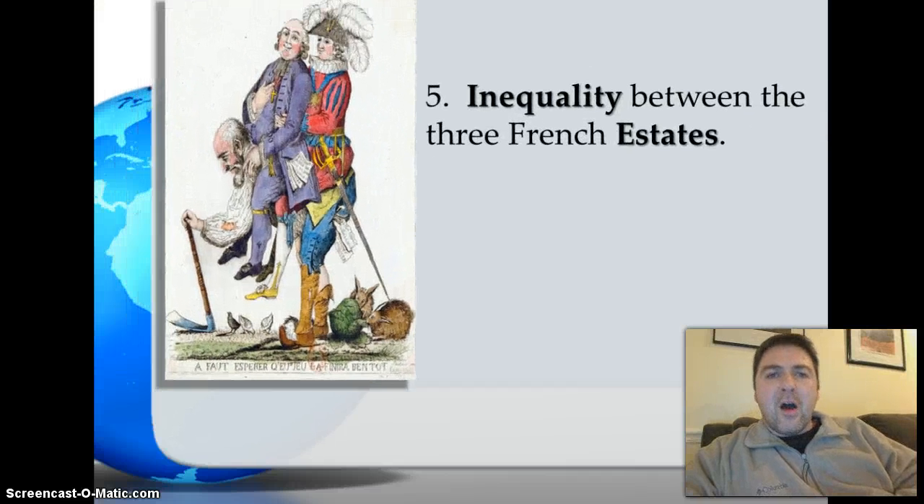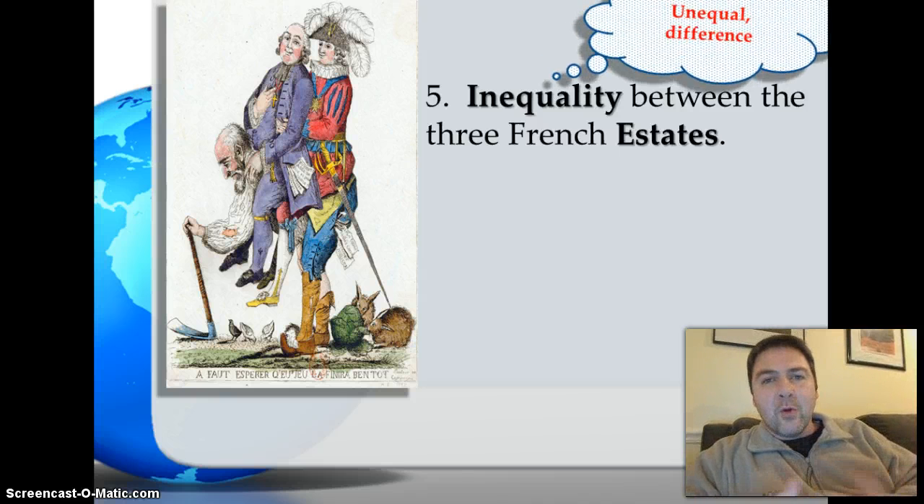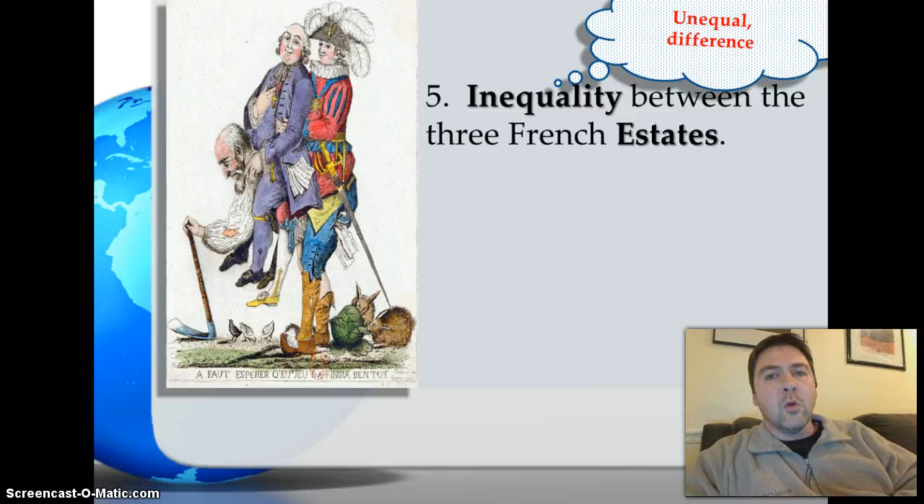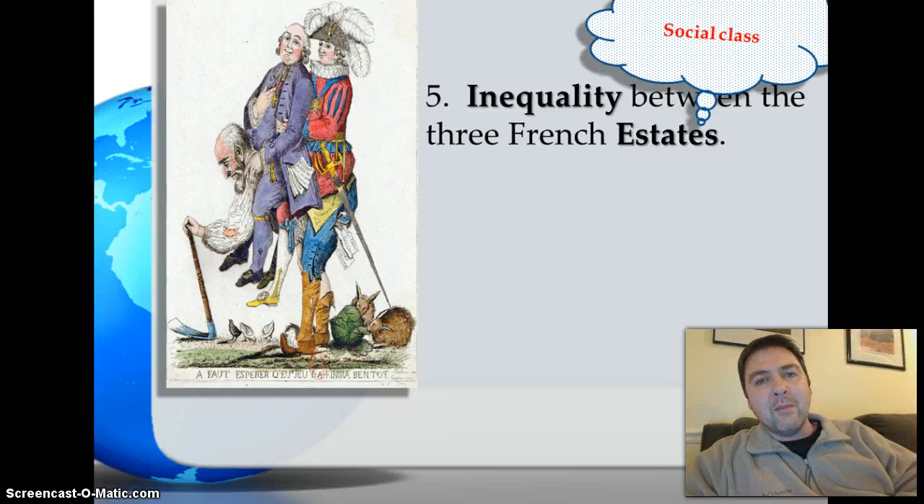Our fifth cause, and in many ways the most important cause of the revolution, was the inequality that existed between the three French estates. Inequality, of course, referring to unequal or different in treatment. And the French use the word estates to describe the social classes. We see the three social classes in this cartoon from the period.